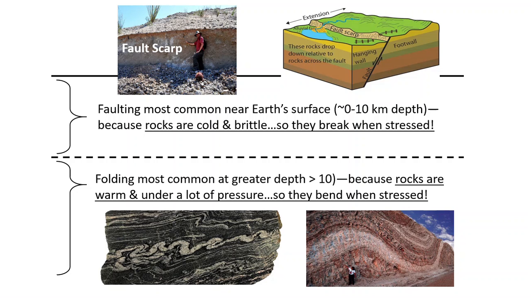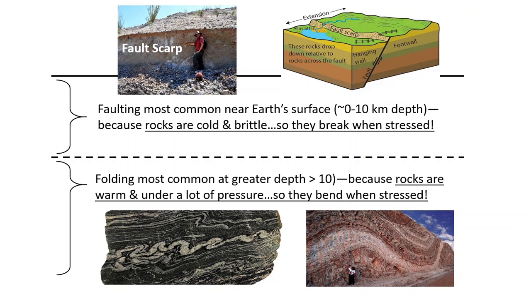This slide is just meant to demonstrate where in general folding and faulting dominate. So if we're up near the Earth's surface, generally at depths of less than 10 kilometers, the rock tends to be relatively cool and not under much pressure. And so under tectonic stresses, it behaves in more of a brittle fashion. And it's that brittle strain behavior that characterizes faults.